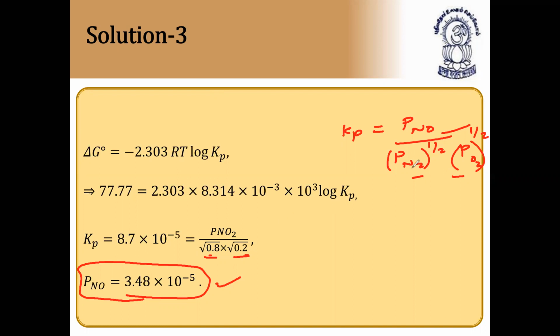And why did we get a root? Because whole to the power of 1 by 2. Because the reaction is half N2 plus half O2 gives rise to NO. Since half and half is there, we need to take the square root, because 1 by 2 is square root only. So like this we have to do. It is clear. Next question.